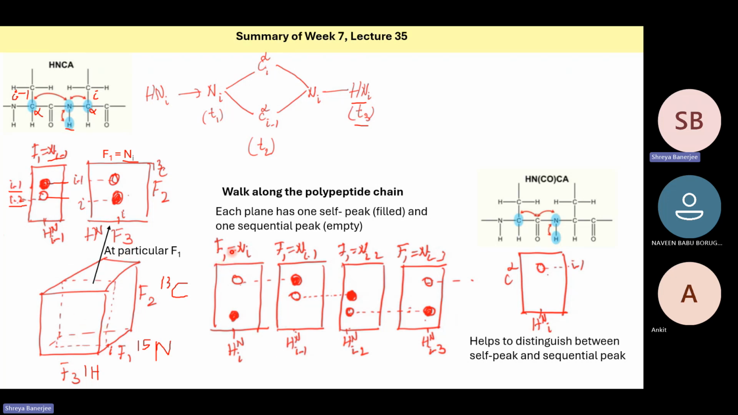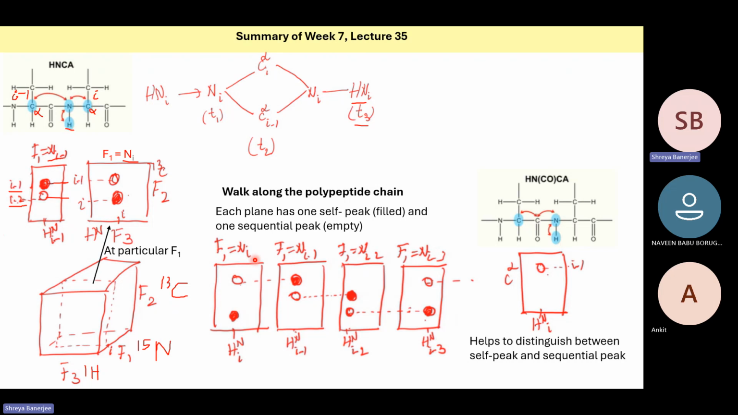So here, different planes are laid out. Each plane corresponds to a specific value of F1. So the first one is N15 shift of I. Second is N15 shift of I-1. N15 shift of I-2 and I-3. So in each plane, you are getting a self peak, which is shown by the dark red circle, and a sequential peak to the previous residue shown by this empty circle.